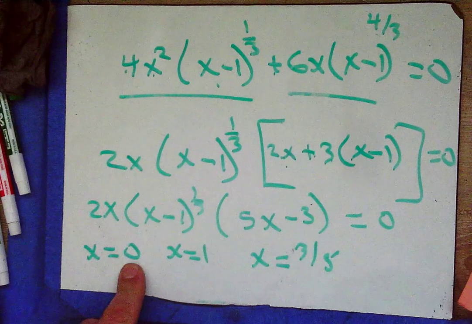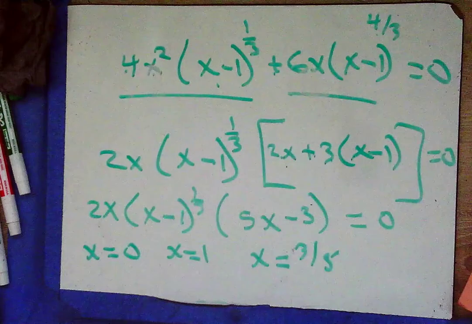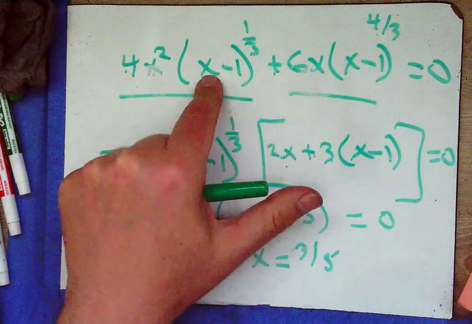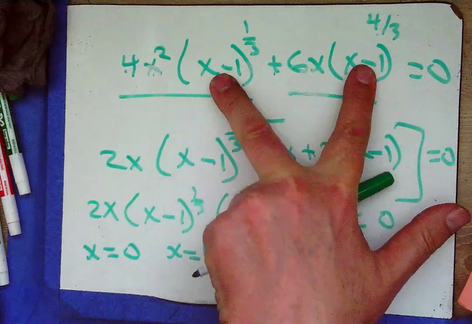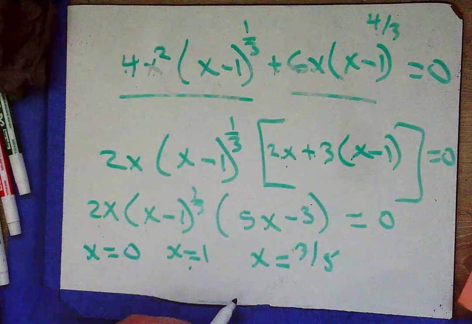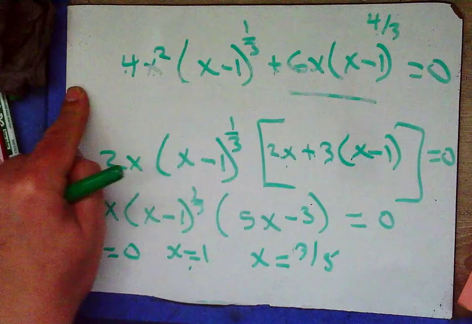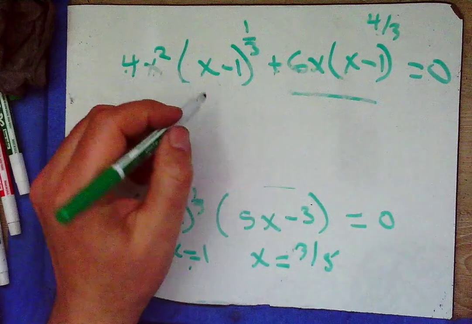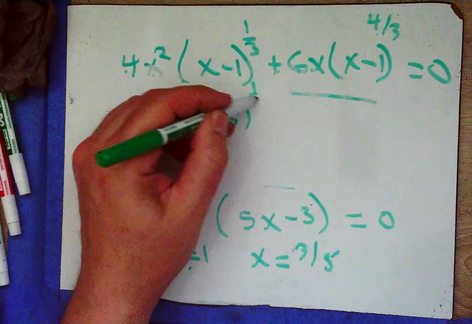If I plug in a 0, I get 0 plus 0 equals 0. So that one's good. If I plug in a 1, 1 minus 1 is 0. Cube root of 0 is 0. So I get zeros times stuff. It's just going to be 0 plus 0 again. So that works. What about 3/5? 1 minus 3/5. Ooh, that's negative. Is that a problem? Well, that's going to be negative 2/5 to the 1/3 power.